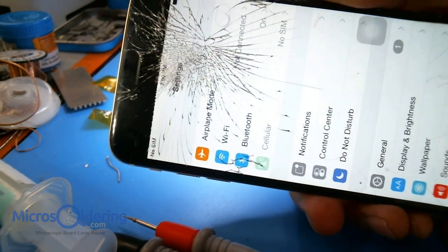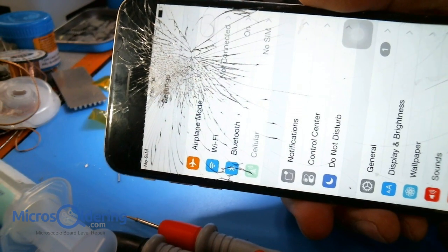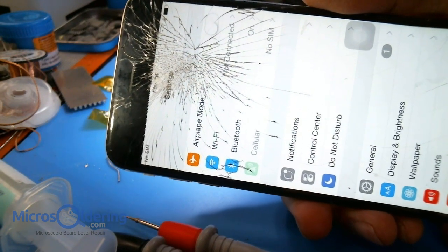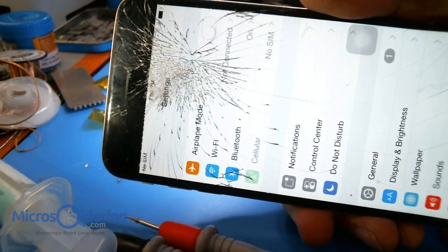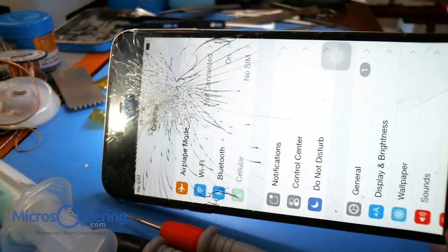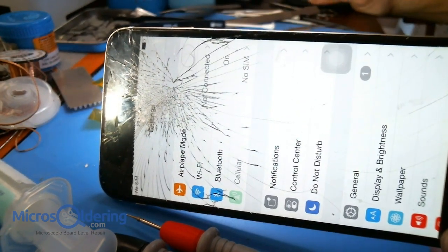this customer gets their data back, and they get hopefully a fully functional phone, because I think that's probably the only thing that was wrong with it. And we are good to go. So that's kind of how you diagnose and fix a backlight problem on an iPhone 6 Plus.